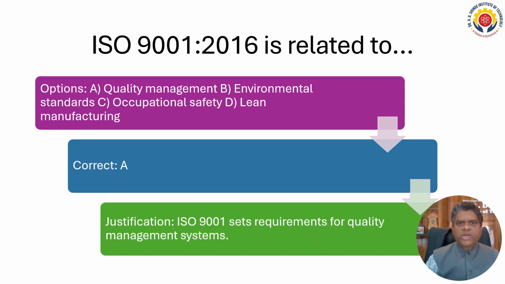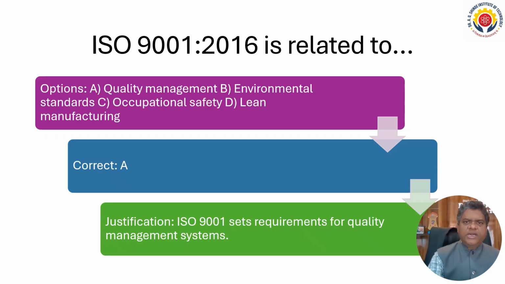ISO 9001:2016 is related to. There are various standards. Okay, so this particular ISO 9001 sets the requirement for quality management systems, and hence the correct option is A, quality management.